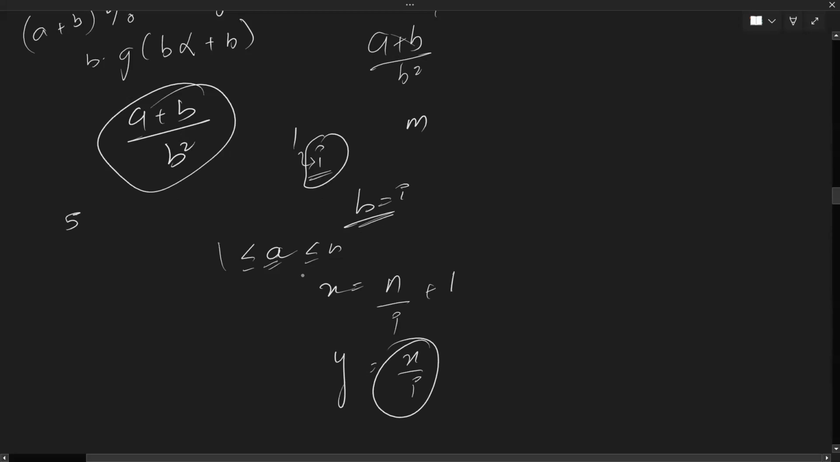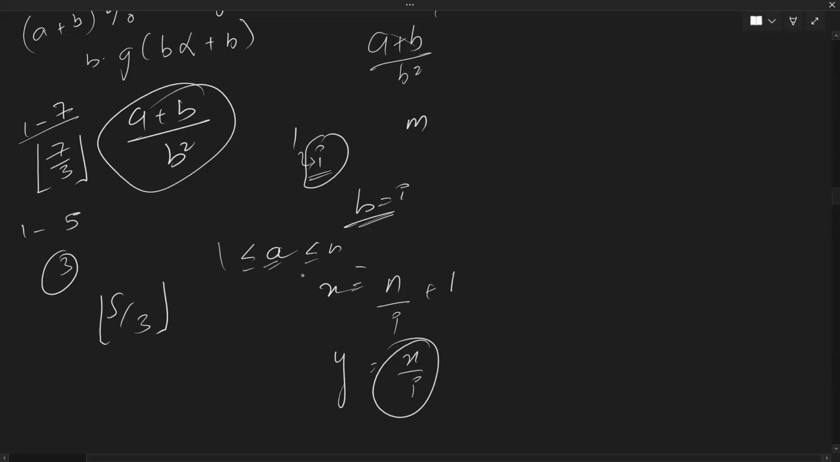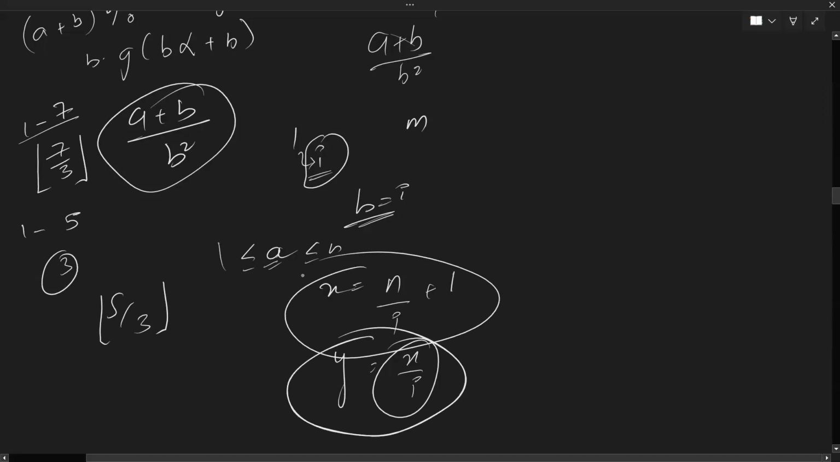If you have 1 to 5, how many values are divisible by 3? 5 by 3. How many values between 1 and 7 are divisible by 3? 7 by 3, and this is the floor. So for every i from 1 to m, iterate, find x like this, find y like this, and add y to your answer. Is it clear?